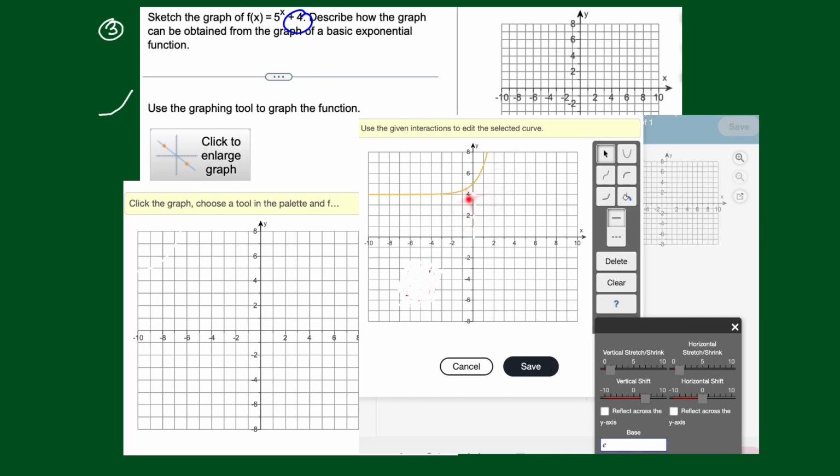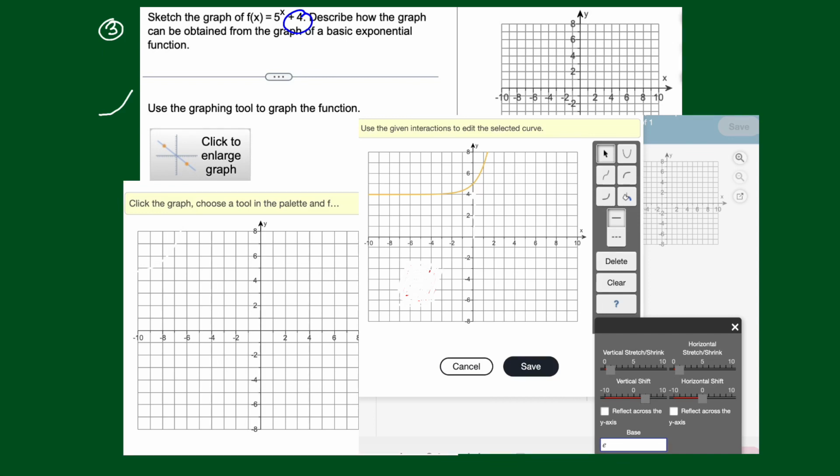So here's what I do. I know it's plus 4. So down here, when you get that graphing tool, you get this box, vertical shift, horizontal shift. So take your cursor and run it over here to 4, and it'll tell you where you're at. It'll say plus 1, plus 2, plus 3, plus 4. And as you do that, this curve will move upward to 4.